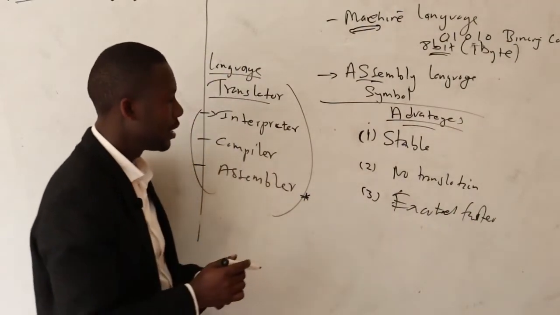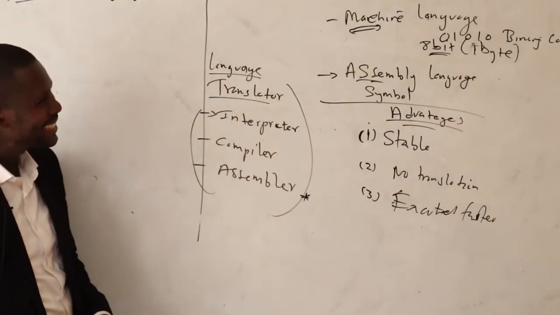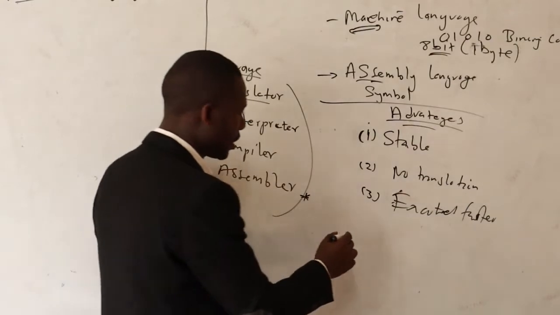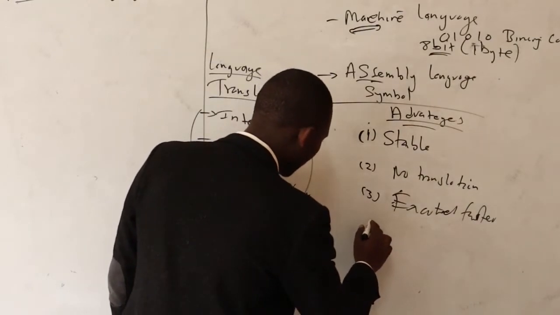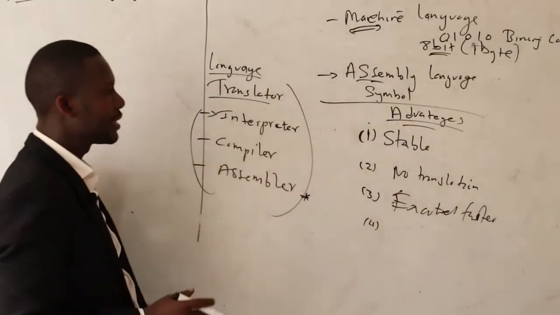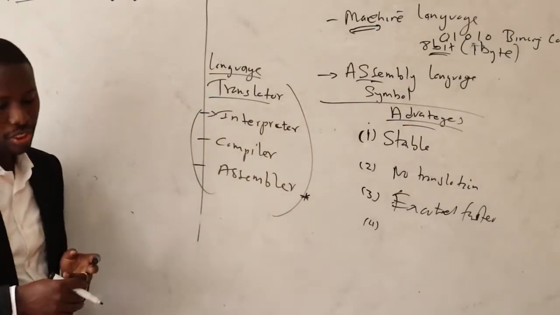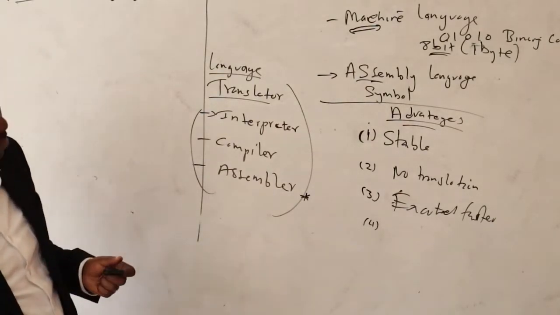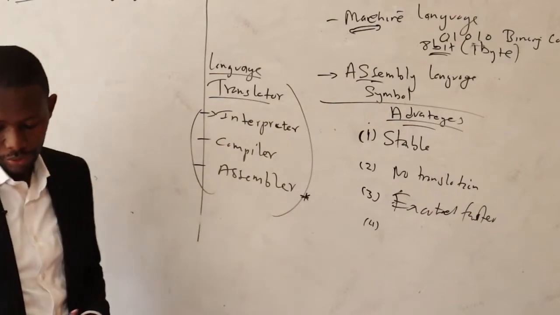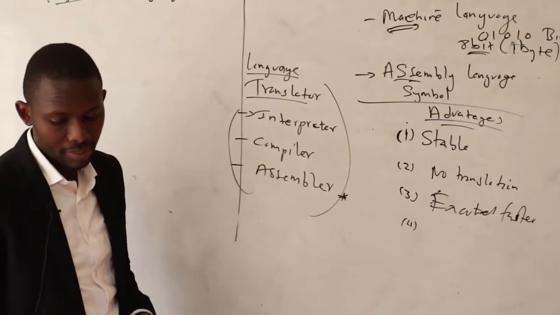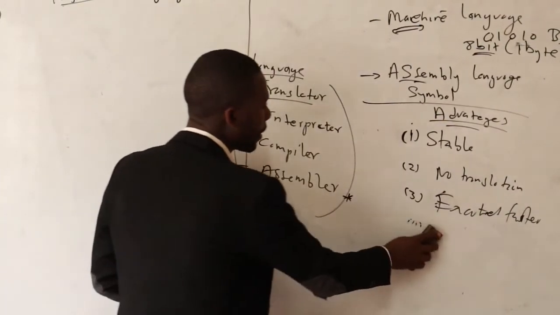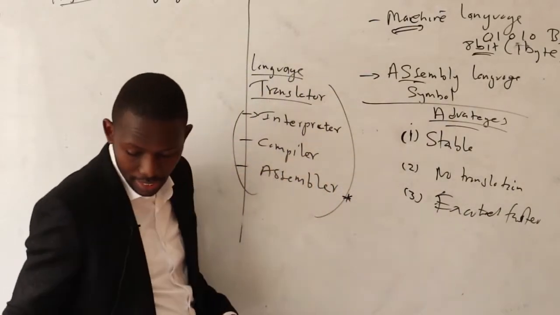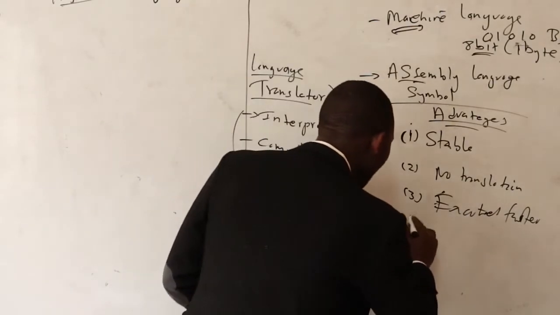And number 4, they are machine dependent. That is, they are created for a specific machine. So you don't create them to transfer them to another machine. They are only developed for a specific machine. So that can be a disadvantage.